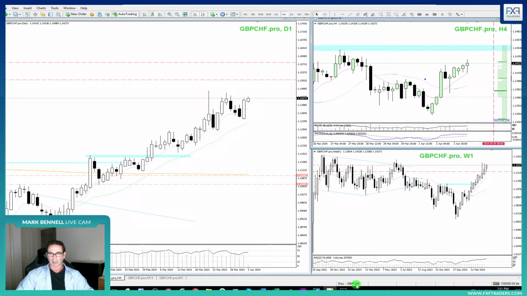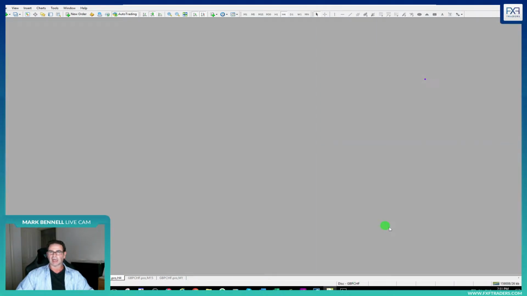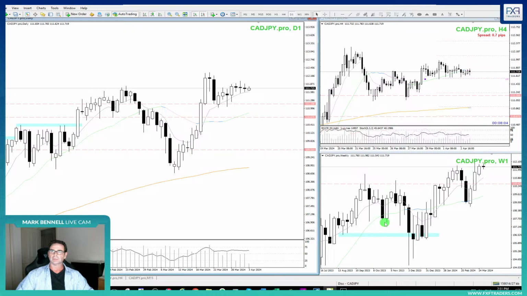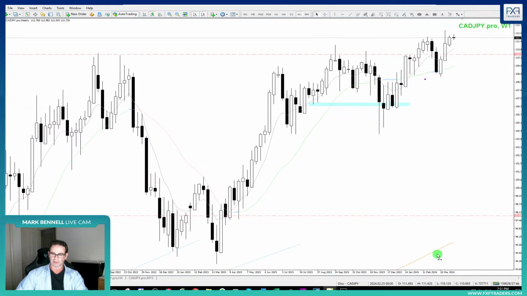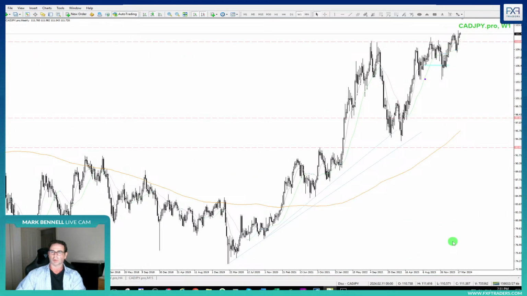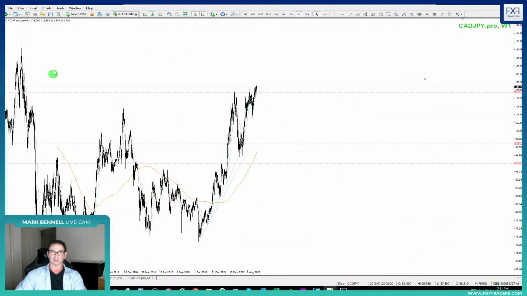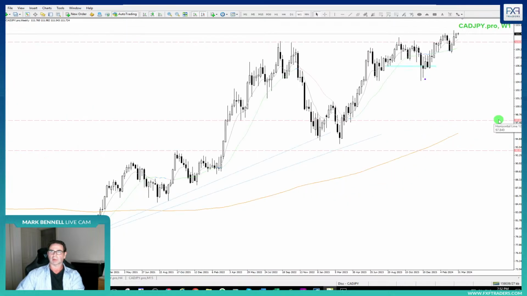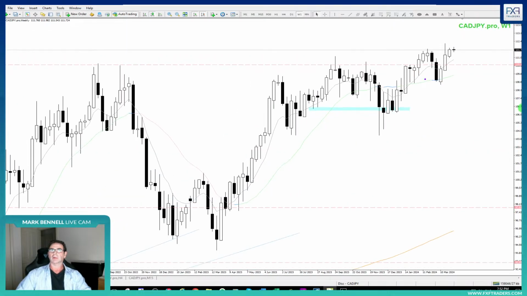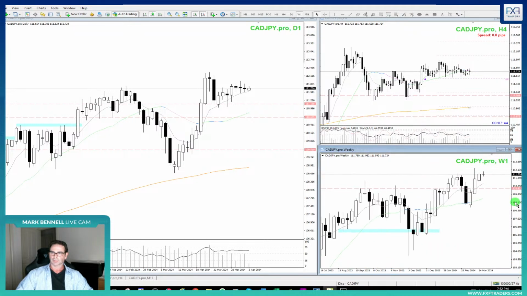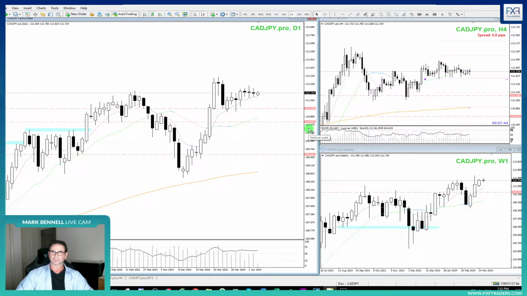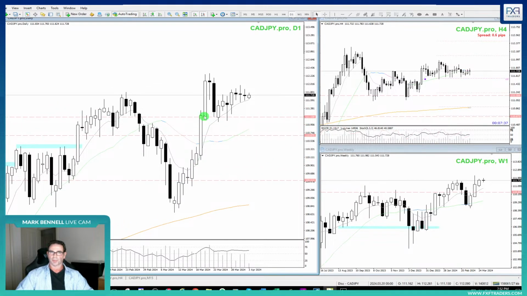All right, now just a quick one for Ben, who's asked me to look at CAD Yen. So CAD Yen, weekly is okay. Nice big push. I did have a look at this, but I've overlooked this, and I'll show you why. Everything else is okay. It's relatively clear. A little V reversal there, this one here. We've got the big push here though.